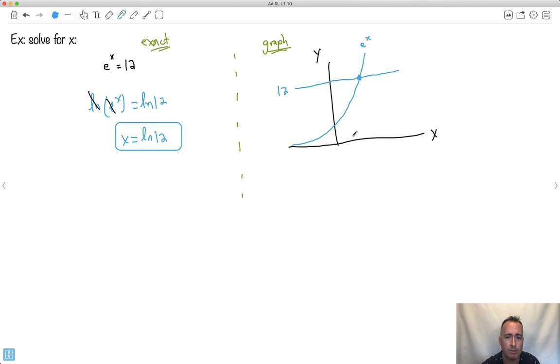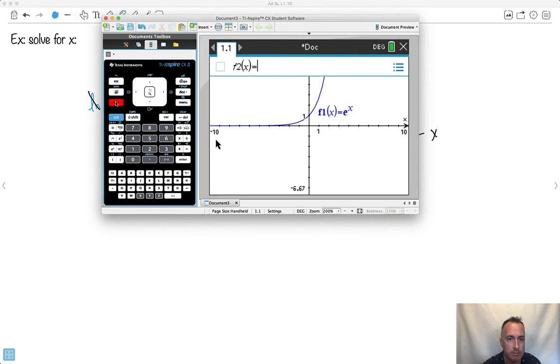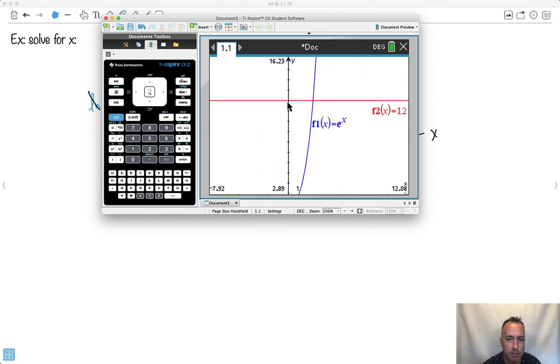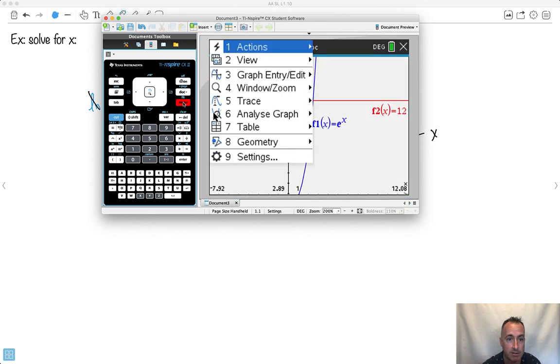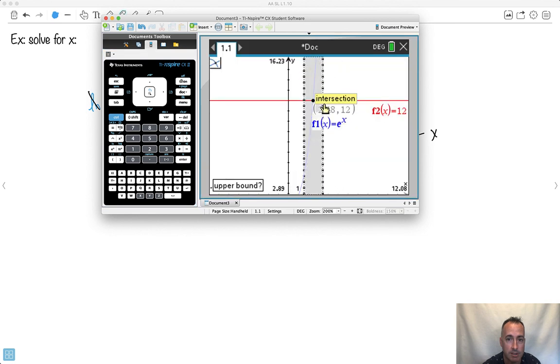I don't know why I'm writing so crooked. Oh well, and you can actually find the x value here. Let's see what that is. I bet it's natural log of 12. In fact, hold on, I just had my graph. Maybe I can do it right here. I'll do tab and I'll say 12. I can't see it, I've got to zoom up probably. Yeah, there it is. Okay, good. So let's find the intersection. I go analyze, I say intersection, and I say do it there, please. And look, do you see it's x equals 2.48 roughly?